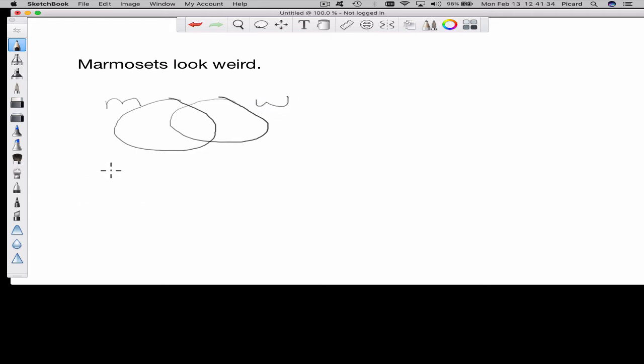Now, this is just two circles dealing with that one premise. It has nothing at all to do with the third circle, whatever that may be. We can pretend that it's there, we can pretend that it's not there. Doesn't matter to us. Now that we've got that sorted out, marmosets look weird. It's telling us that every marmoset, this circle right here, has to be inside of the weird circle. There can't be any marmosets out here. So we would color that in with some kind of scribblage. And that would be what we would get for marmosets are weird. Now, if we did add the third circle, it would go like that, and everything would be just fine.